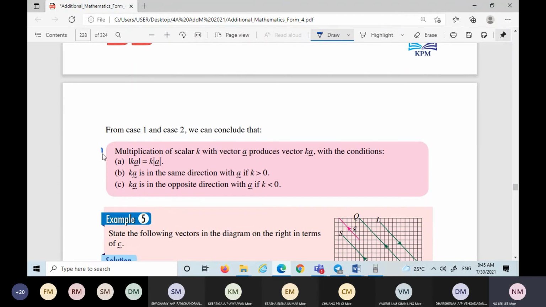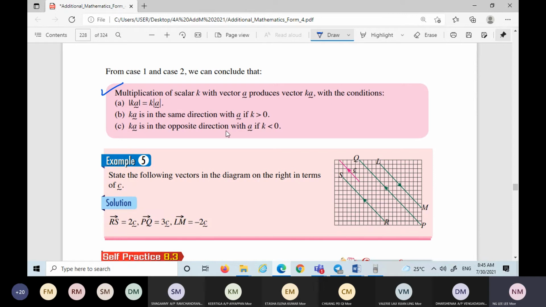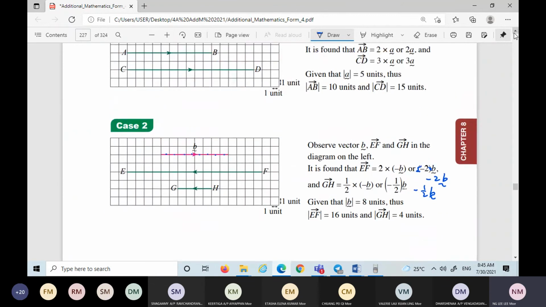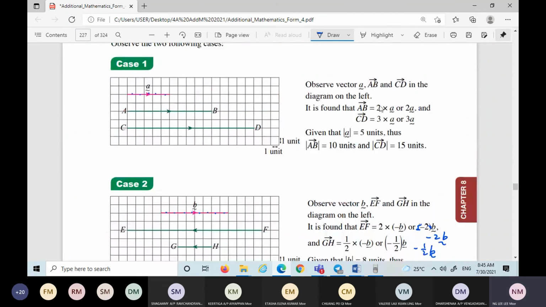So this is a conclusion. You can write this inside your notes. Multiplication of a scalar k with a vector A produces vector kA with these conditions. Just now, look at case 1: this is the scalar k, the 2 times. Scalar times a vector, you get a vector, so 2A.